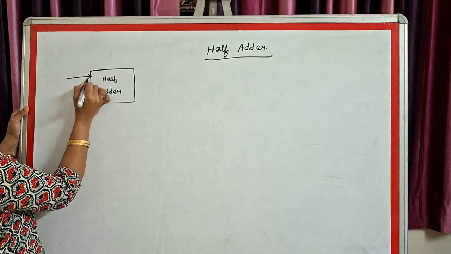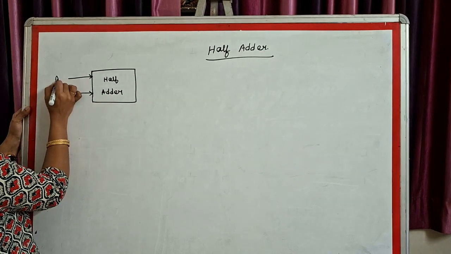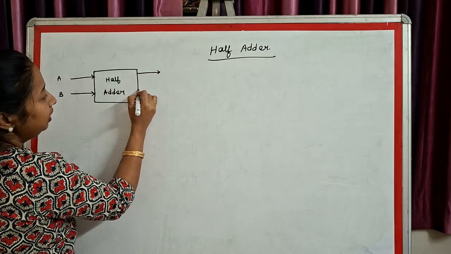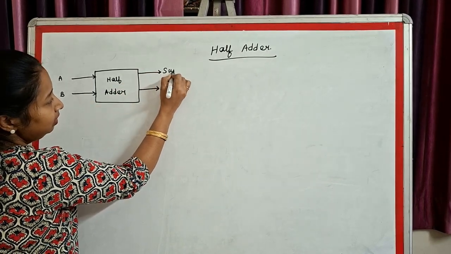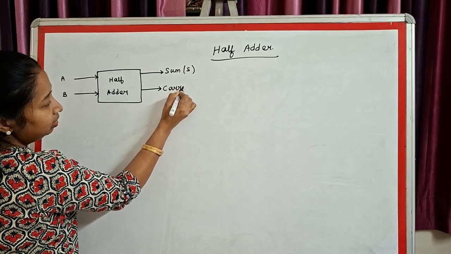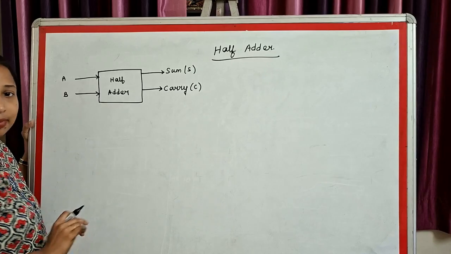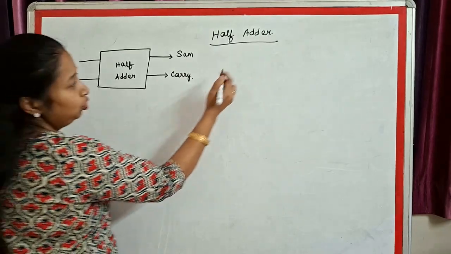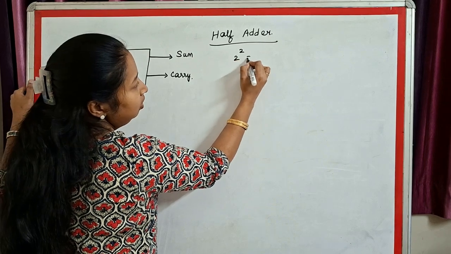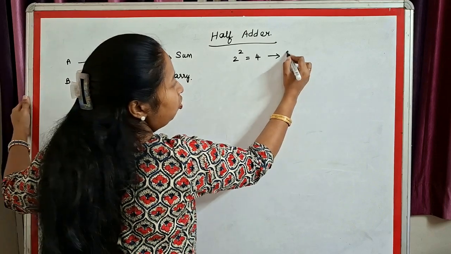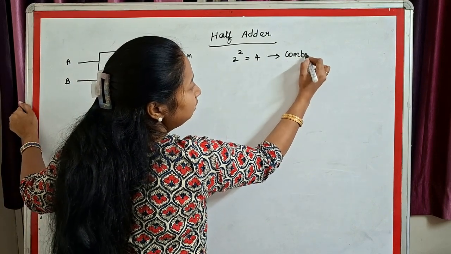For a half adder you'll be having two inputs. That is, I'm taking my input as A and B. I'll be getting two outputs. One is the sum, the other is the carry. I'm going to represent sum with S and carry with C. These are my two outputs. Clear? For two inputs, how many combinations are possible? 2 power 2, it is 4 combinations. The number of combinations that you have for two inputs is 4.